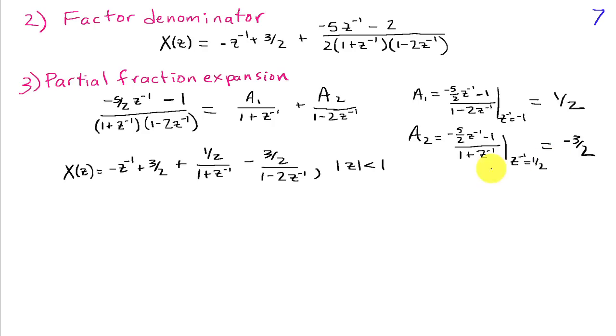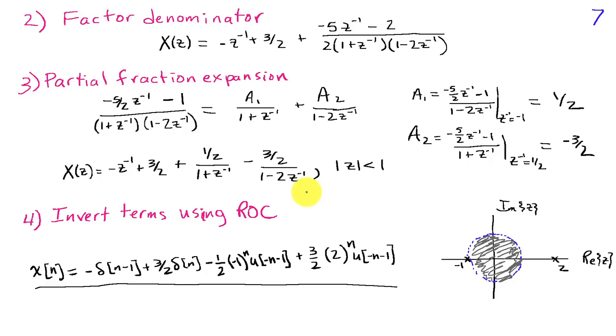So after my partial fraction expansion, I can write out X of z as negative z inverse plus 3 halves plus 1 half over 1 plus z inverse minus 3 halves over 1 minus 2z inverse. And this applies for a region of convergence, the magnitude of z less than 1. So we've got X of z in terms of very simple terms, all of which we can invert by inspection, and we'll do that in our next step.